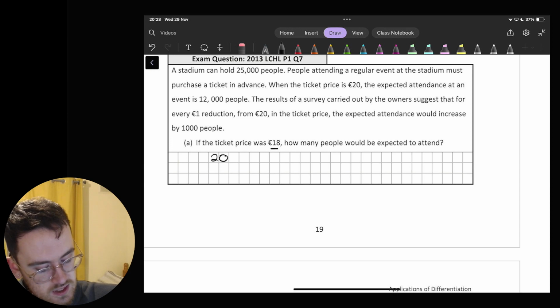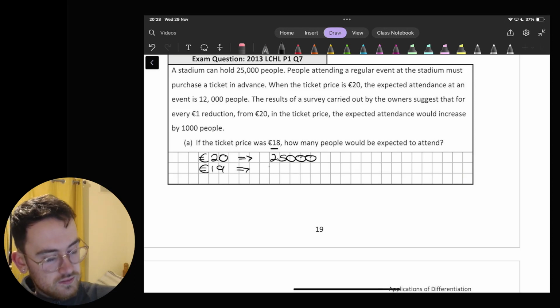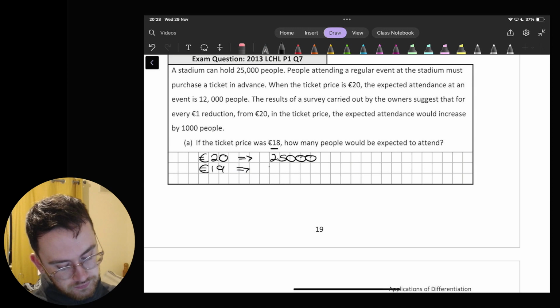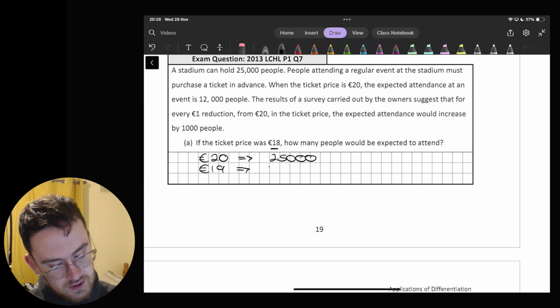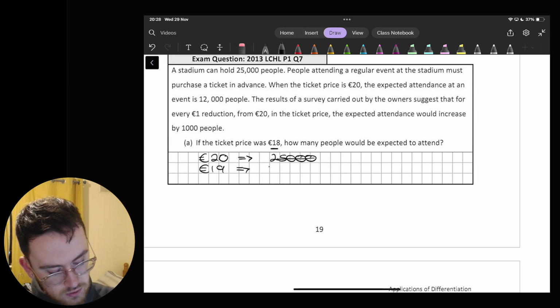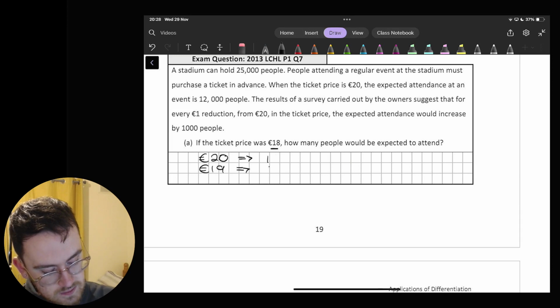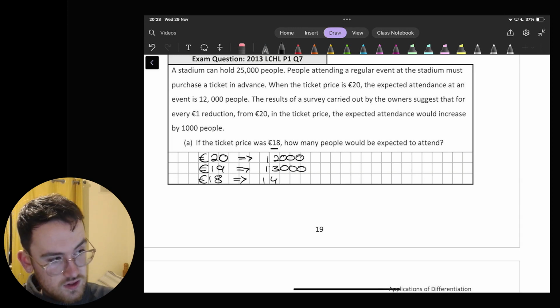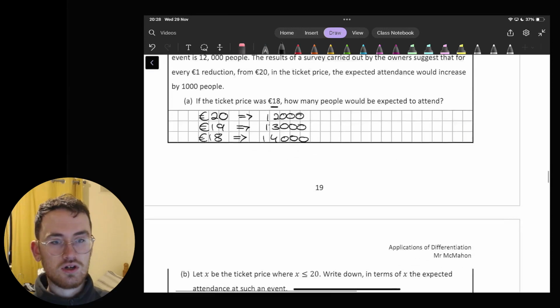So we know at €20, we're expecting 12,000. Sorry, it can hold 25,000, but we were only expecting 12,000. If we decrease the price by 1, we'd expect 1,000 more people. If we decrease it by another euro, we should get another 1,000 extra. So we should get 14,000 people if we decrease it by €2.